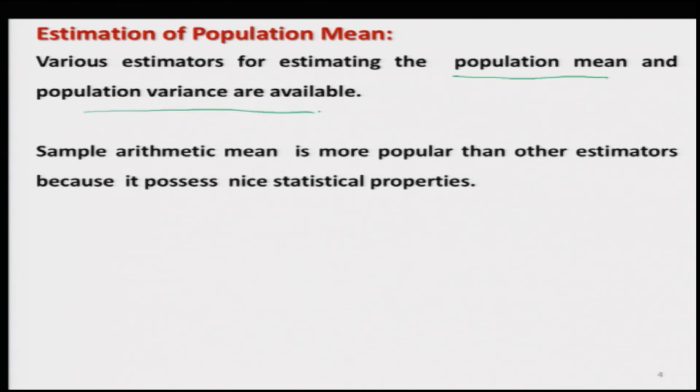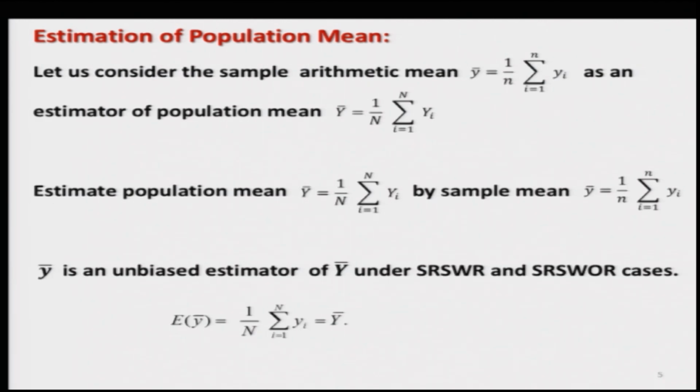Okay. So, as I told you, various estimators for estimating the population mean or the population variance are available. And when we consider the estimation of population mean, then the sample arithmetic mean is one of the popular choices in comparison to other estimators, and the reasons for this are manifold, as I told you. One of the important reasons is that the sample arithmetic mean is easy to handle mathematically, and it also has nice statistical properties in most of the cases. Right. Okay. So, now with this objective, let us try to move further.